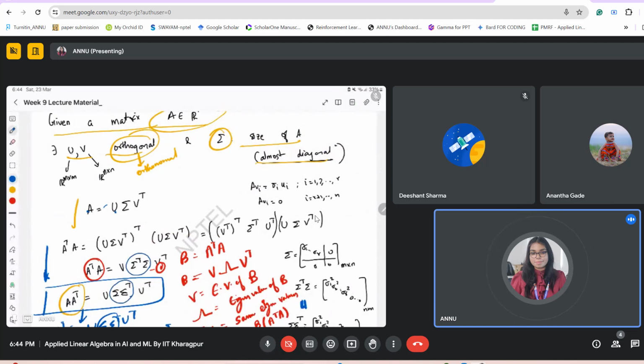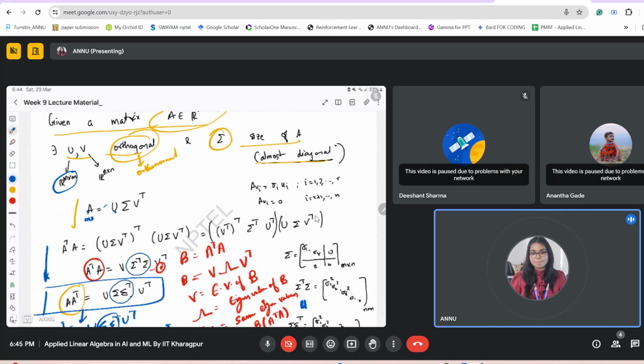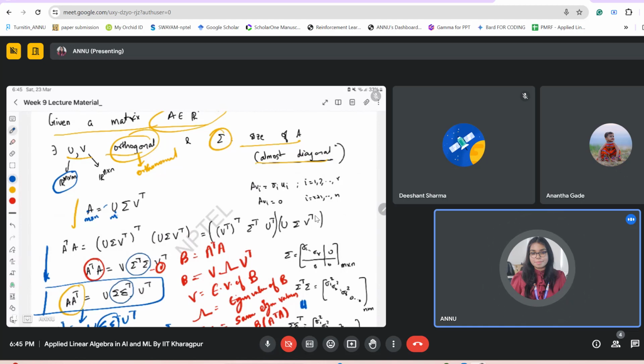The dimension of U is M cross M, because anyway A is M cross N, right? So the first should be M cross M, and sigma has size M cross N, and V is N cross N. Okay, so here we can see this U and V are actually square matrices.